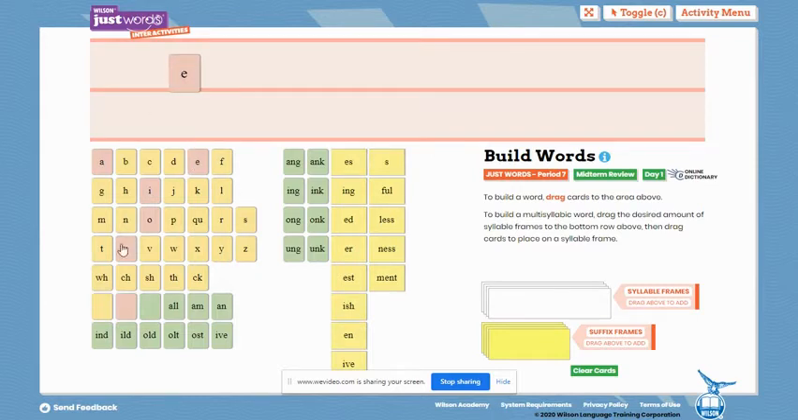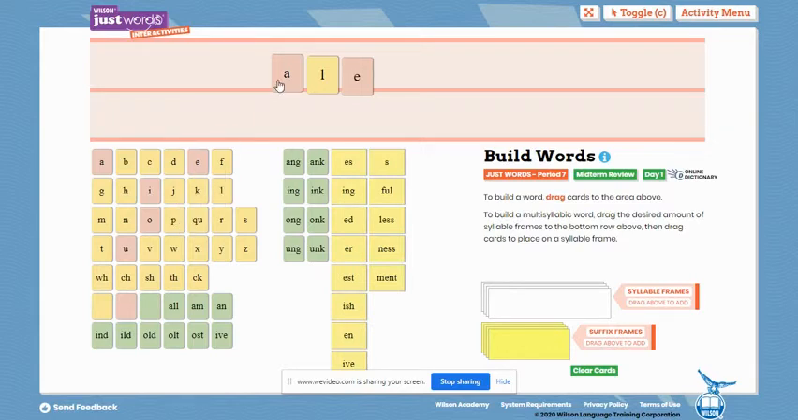E-X, hail, H-A-L, and I need that E at the end to make the A long. Exhale. Everybody take a big exhale. We're almost done with school. Exhale. All right. How about the word extreme?